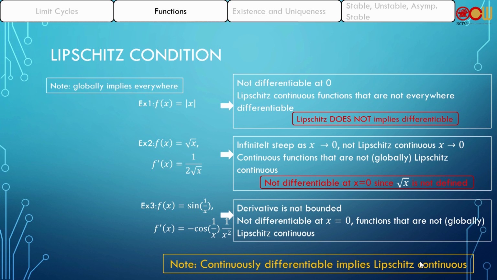So the conclusion for these three examples is we know Lipschitz doesn't imply differentiable. How about the reverse? How about a differentiable function? Does it imply Lipschitz? Not really. But what is true is that a continuously differentiable C1 function has to be Lipschitz continuous.